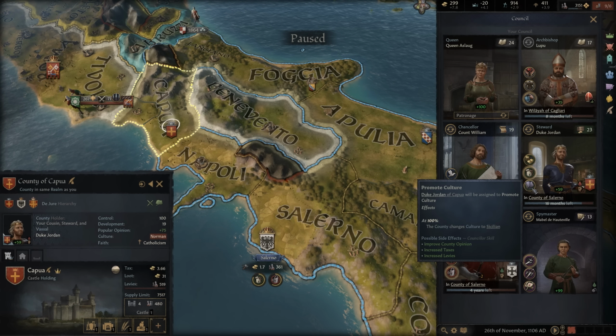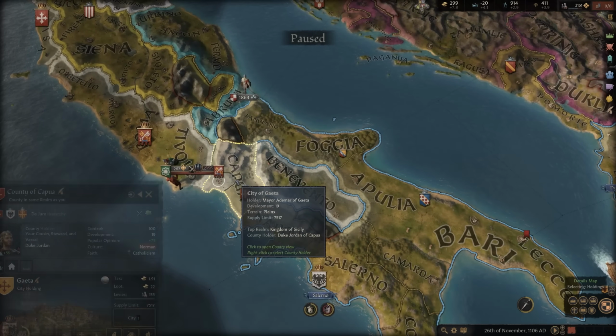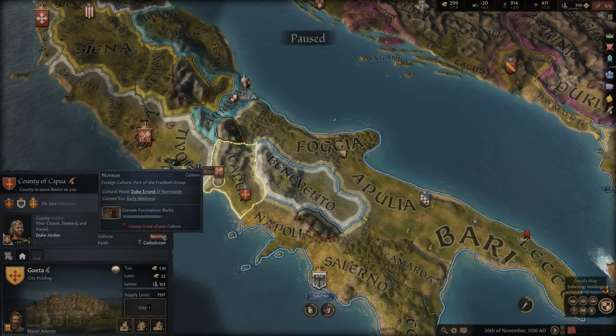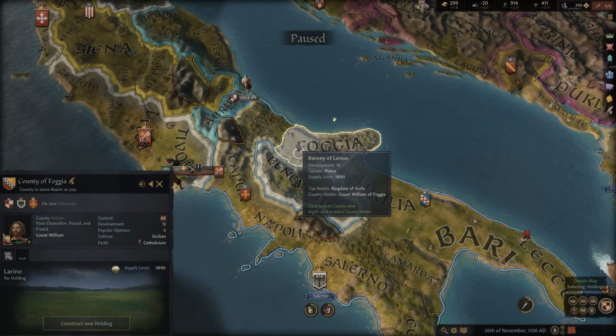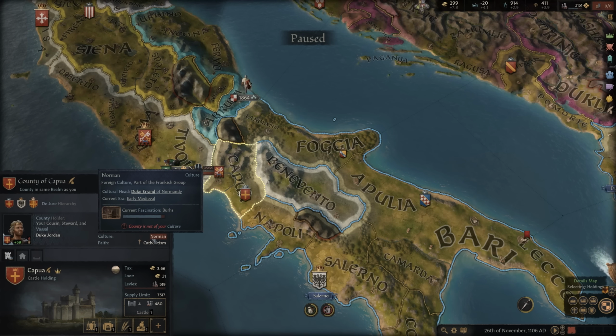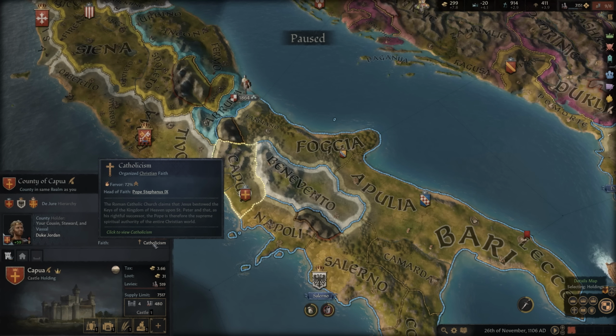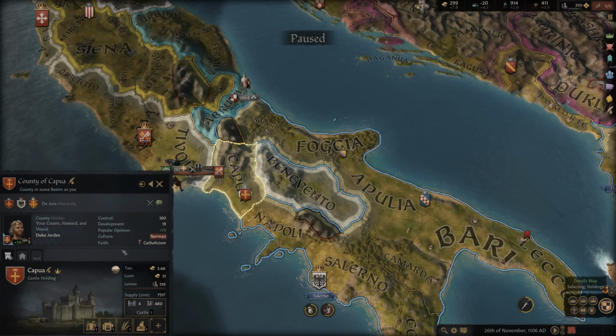Naturally, just as a cool tip in general, don't really worry about culture. Culture will take care of itself. If they're surrounded by a lot of Sicilian cultures, they'll just tend to convert on their own. Faith, though, I would always try to use my archbishop to try and push that along a little bit faster. They can convert on their own as well, but I find that doing the archbishop route makes it a little bit easier on you, rather than having to deal with all of it. Now, these things can also be influenced by your buildings, which we'll go into next with our holdings and baronies.